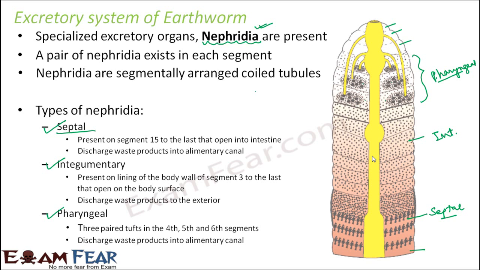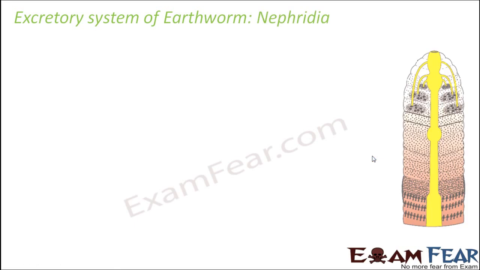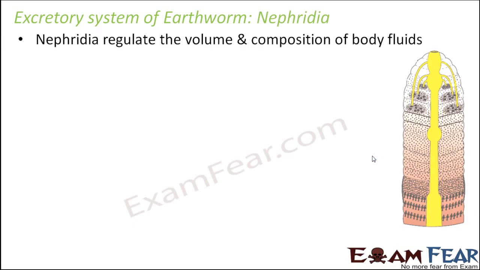Now let us look into the details of the functioning of nephridia. So what does nephridia do? It basically regulates the volume and composition of body fluids. So all the fluids present in the body, it just checks if nothing is in excess, if nothing is in short. So it basically regulates the composition, and whatever waste material it finds, it collects all of them and puts it into the alimentary canal or sends it outside.